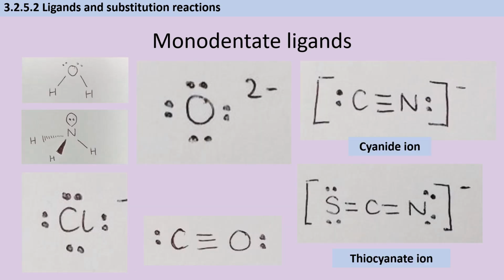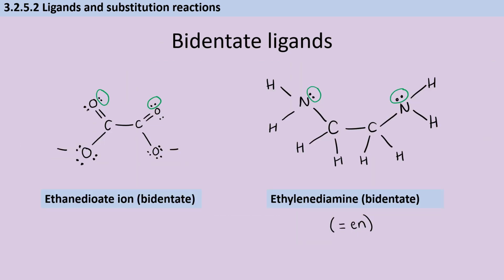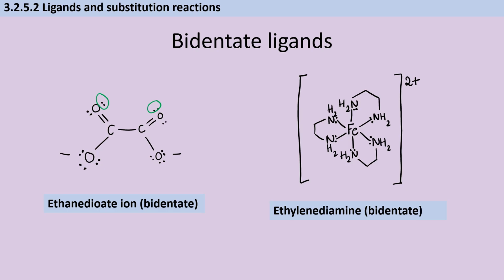Cyanide and thiocyanate ions are not named examples in the specification, but they do appear quite frequently, so it's worth being aware of their existence and that they're monodentate. The 2 bidentate ligands you should be able to recognise and draw are the ethane dioate ion, also sometimes known as oxalate, and the ethylene diamine molecule, which is abbreviated as EN in sketch diagrams. For each of these, you should be able to recognise and draw the ligand, as well as identifying the lone pairs that allow it to bond.